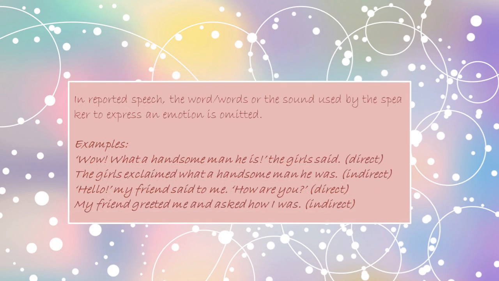And the last, in reported speech, the words or the sounds used by speakers to express an emotion are omitted. Example, "Wow, what a handsome man he is," the girl said. That is direct speech. But in indirect speech, it changes to: the girl exclaimed that what a handsome man he was. And the last, "Hello," my friend said to me, "how are you?" That is direct speech. And indirect speech, my friend greeted me and asked how I was.